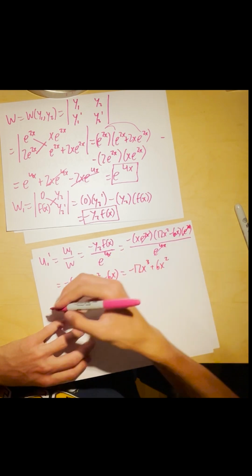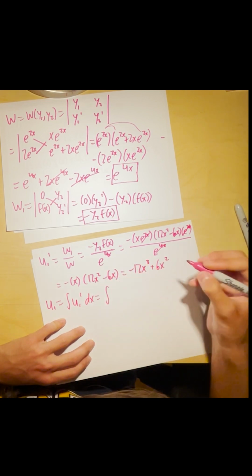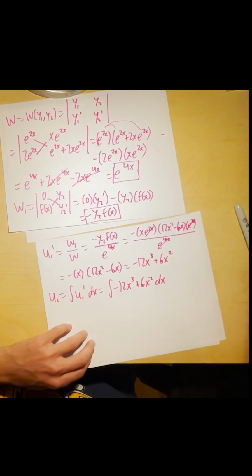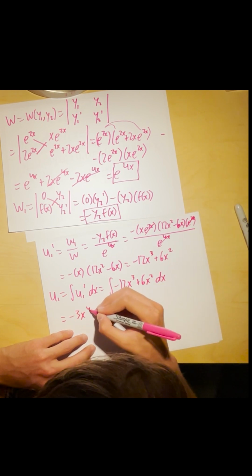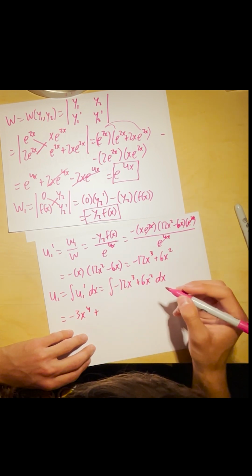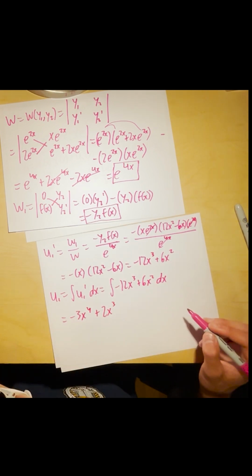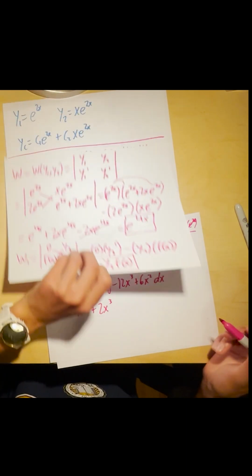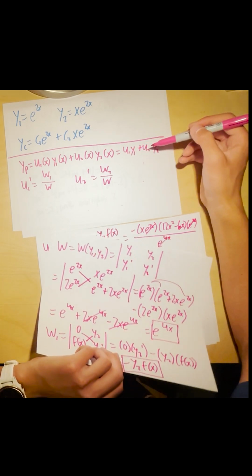So that's u1 prime, and so u1 is just the integral of u1 prime dx, which we'll just write negative 12x cubed plus 6x squared dx. It's just evaluating an integral. So negative 3x to the 4th plus 2x cubed. Yes, that is it. And so now when we're forming our particular solution, yp, will be this form, u1, we got the u1 and we had the y1. Now we just need to find the u2.